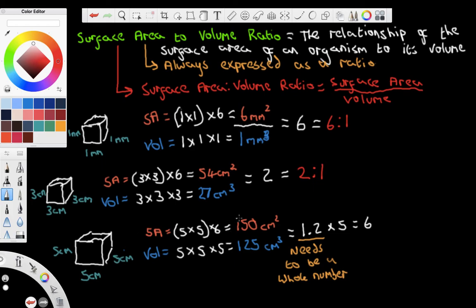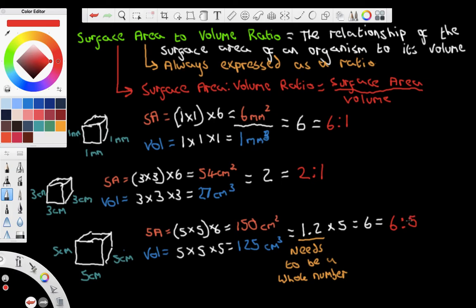But because we've times the surface area by 5, we need to times the volume by 5. Therefore, our surface area to volume ratio would be 6 to 5. Okay? Because we've times the top part by 5, we need to times the bottom part by 5. If you can't do that, don't worry. It's not the end of the world. This would be a higher level answer. So that's surface area to volume ratio.